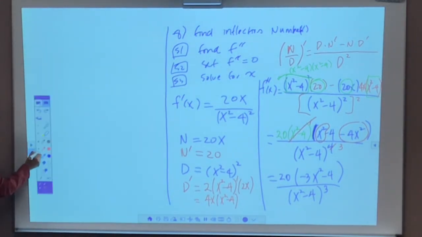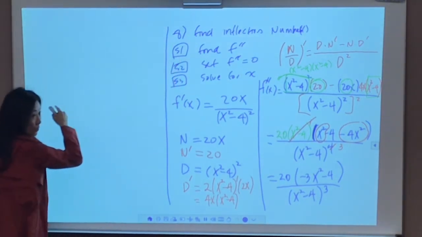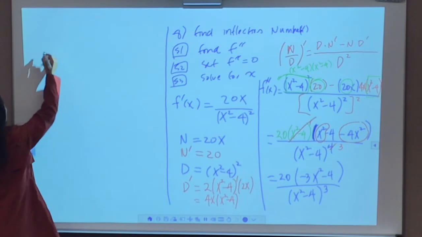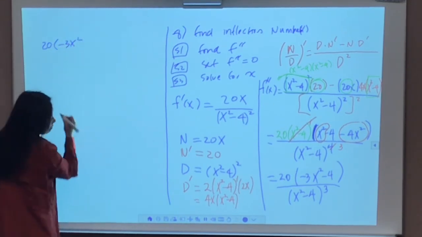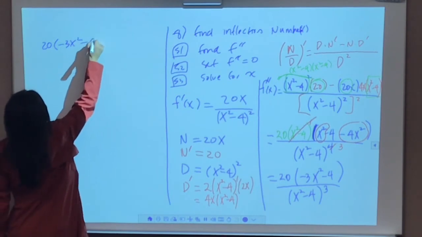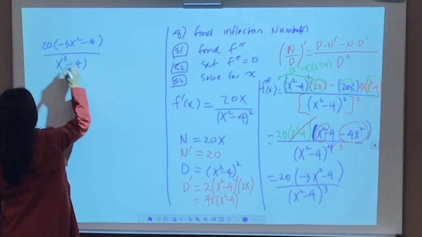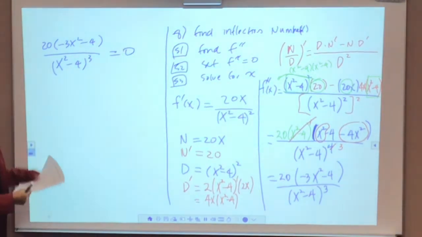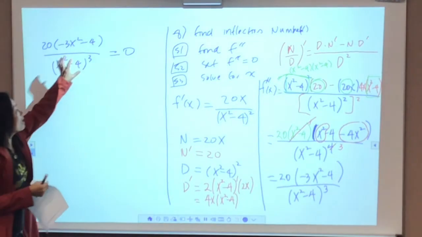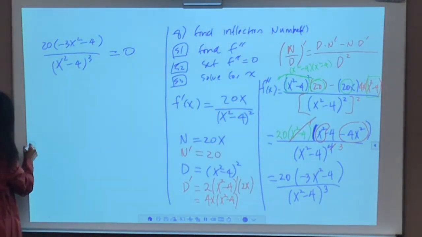Okay. So I'm only done with my step 1. Now I'm gonna do step 2, right? So what's step 2 then? I'm gonna set 20 and then negative 3x squared minus 4, everything over x squared minus 4 to the third power, equal to what? 0. Again, my denominator does not really matter because this times this all still gives me what? 0. But I will write down the steps so you know how we got it.